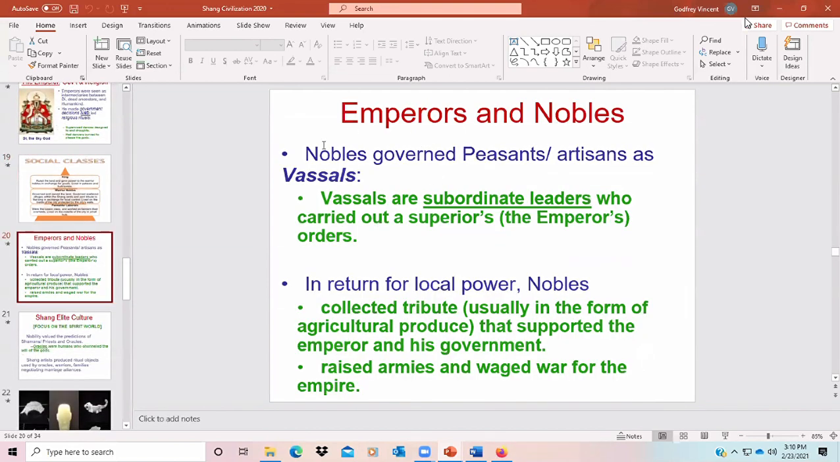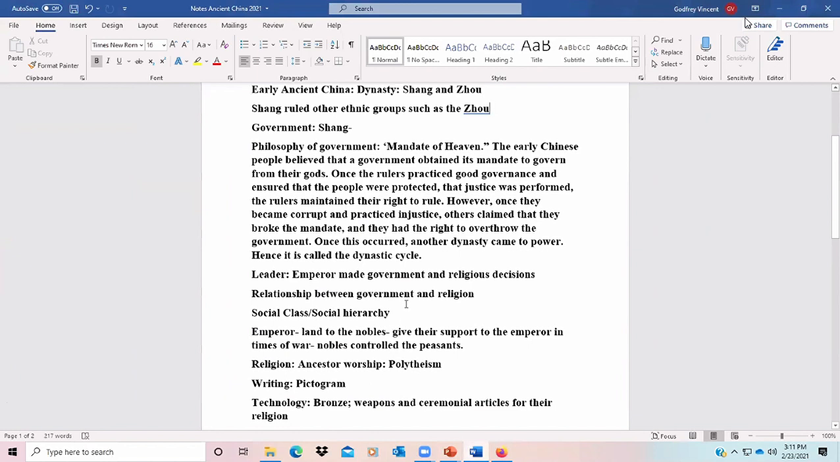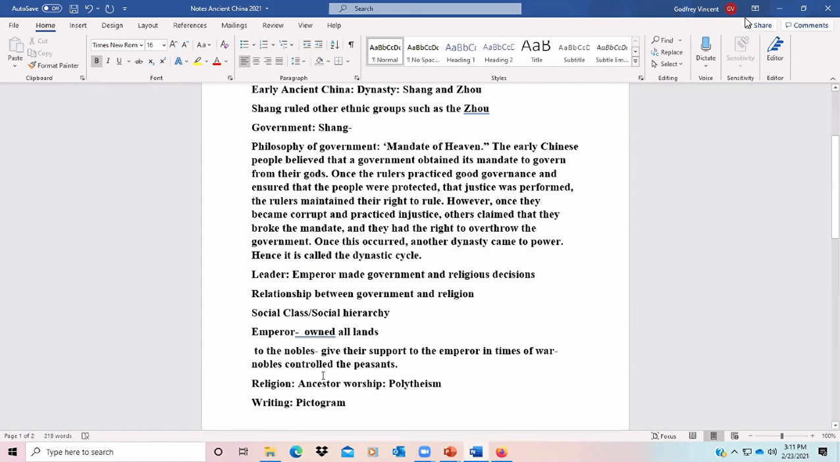So here we have the emperor and the nobles, right? The nobles, this is how it operated. The emperor, let me demonstrate it for you. So when we think about social class or social hierarchy, the emperor owned all the lands. He owned all the lands, right? And in return, what he will do, he owned all the lands and will give the nobles rights to the lands.